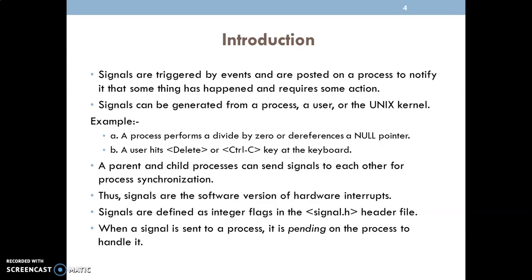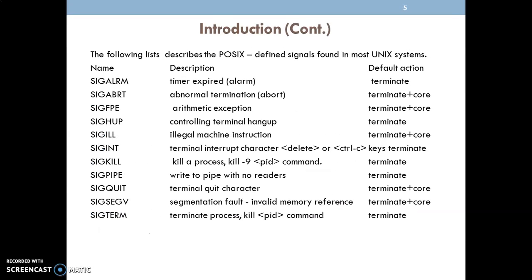All the signals are defined in a header file named signal.h. As we know, in C language we use standard files like stdio.h, and just like that, signal.h. Every signal has a unique number, which we call the signal number. Every signal is also identified by its name, which begins with SIG, three characters. Whenever a signal is sent to a process, it is pending on the process to handle it. At that moment, the process is not responding.